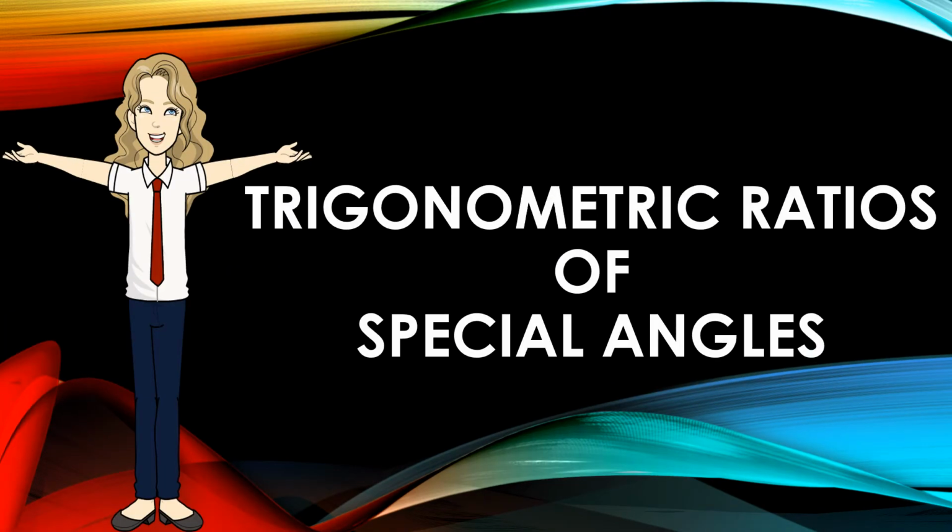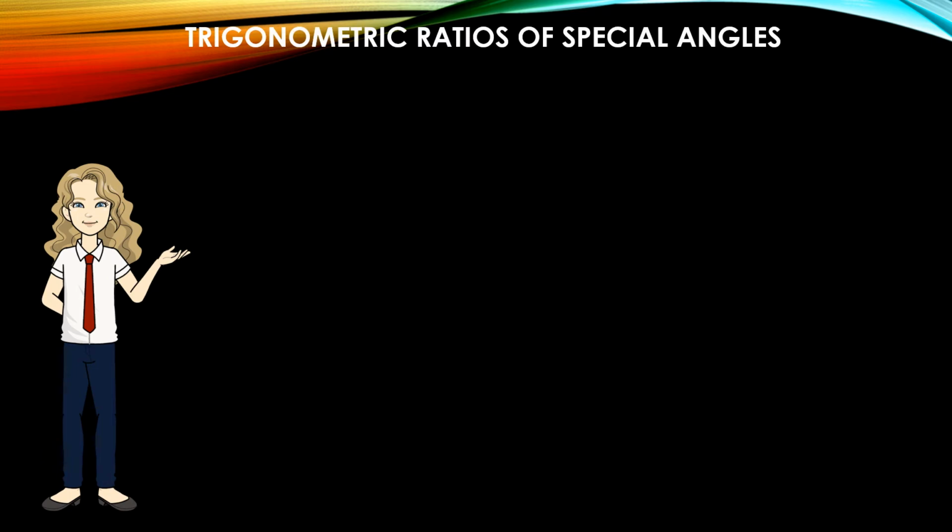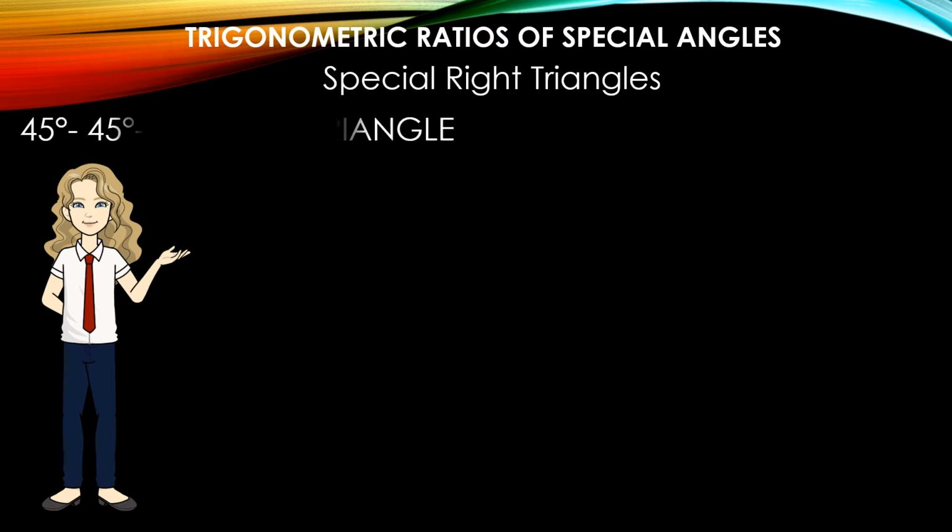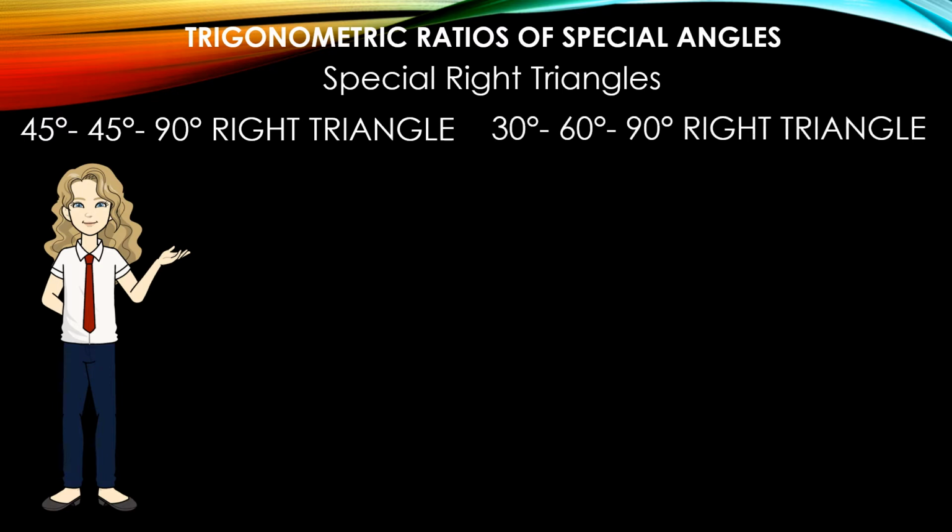Our topic for today is the continuation of the special right triangles, and that is the trigonometric ratios of special angles. On these trigonometric ratios of special angles, we need to discuss these special right triangles. So the first special right triangle is the 45 degrees, 45 degrees, 90 degrees right triangle, and the other one is the 30 degrees, 60 degrees, 90 degrees right triangle.